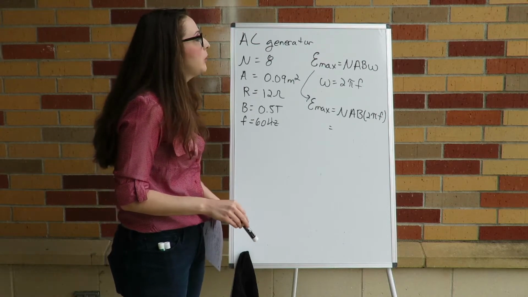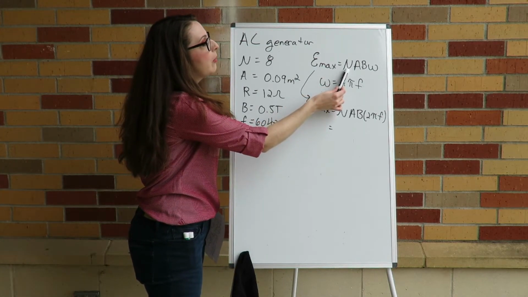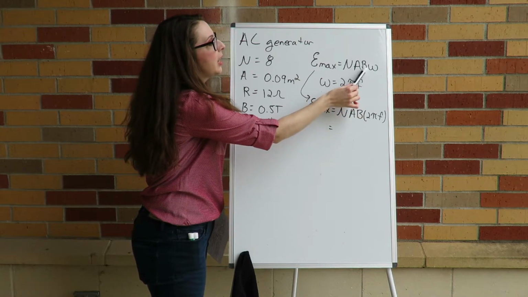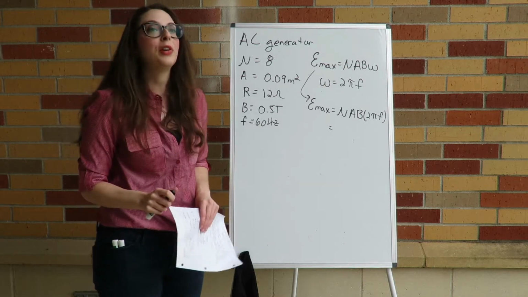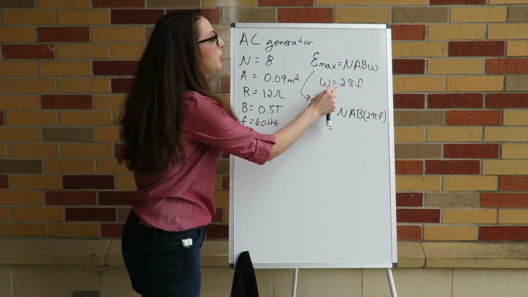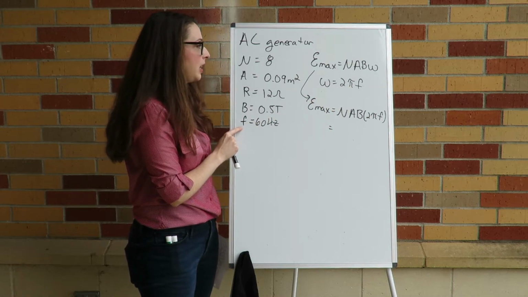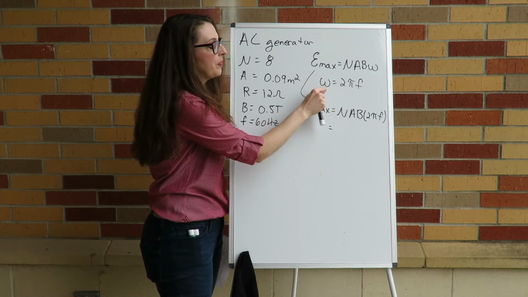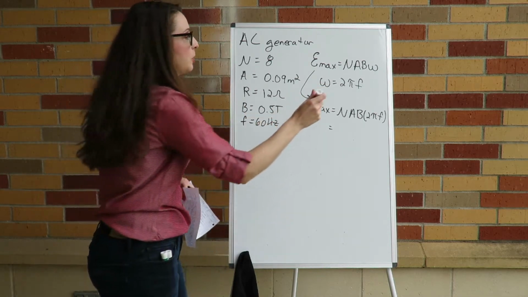So our maximum induced EMF will come from this equation right here. We've got the number of turns times our area times the magnetic field times what we call the angular frequency. So the angular frequency is going to be 2 pi times this frequency here. And this number has a unit of radians per second.